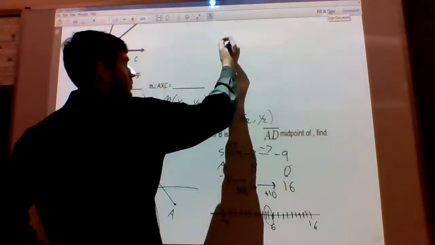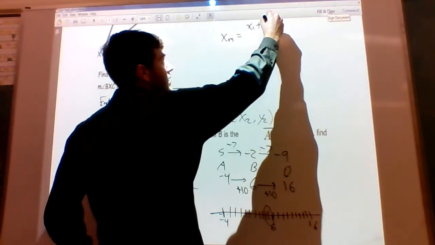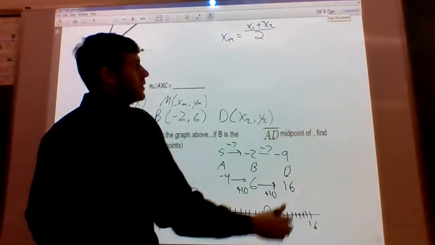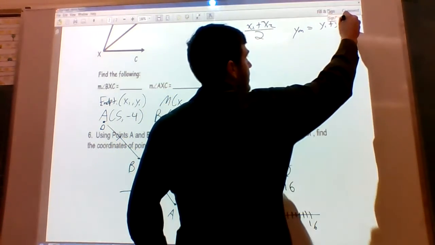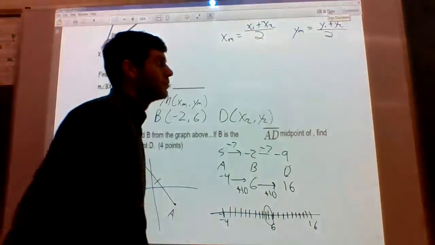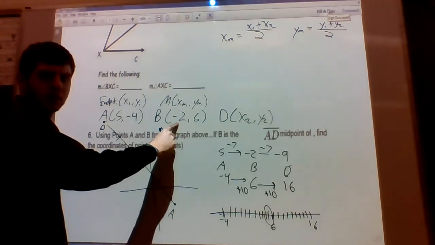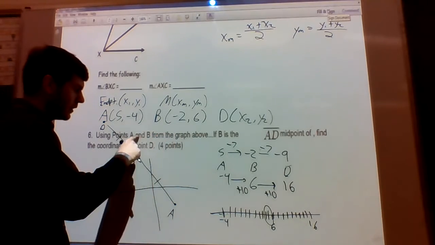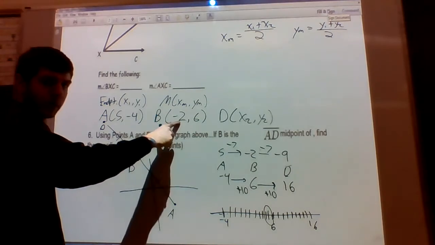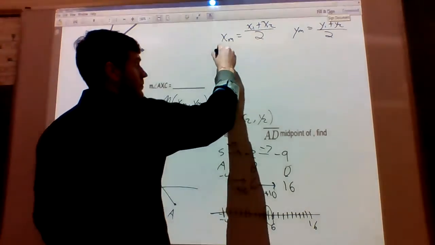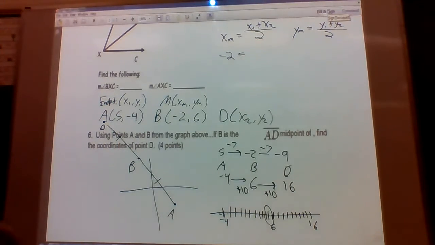Okay, so our midpoint formula says that the midpoint is equal to the 2 endpoints added together divided by 2. And then our y value for our midpoint is going to be the 2 y values added together divided by 2. Well, what's the x value of our midpoint? B is our midpoint, because it tells us B is the midpoint. The midpoint x value then is negative 2. What's one of the endpoints we have? We have A and D as endpoints.